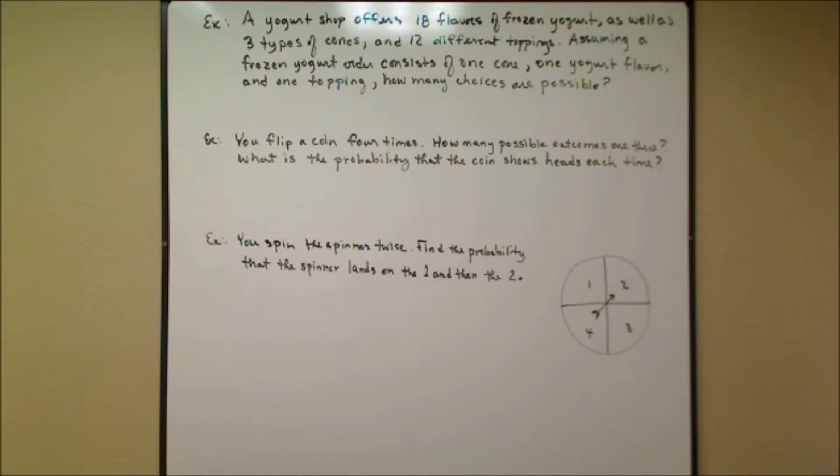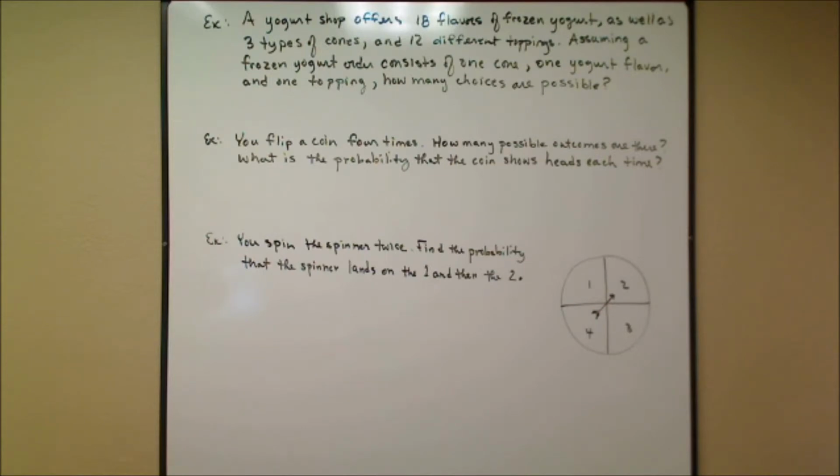A yogurt shop offers 18 flavors of frozen yogurt as well as 3 types of cones and 12 different toppings. Assuming that a frozen yogurt consists of 1 cone, 1 yogurt flavor, and 1 topping, how many choices are possible? Well, we definitely would not want to use a tree diagram. It would take way too long. Instead, we're going to use the multiplication principle of counting here.